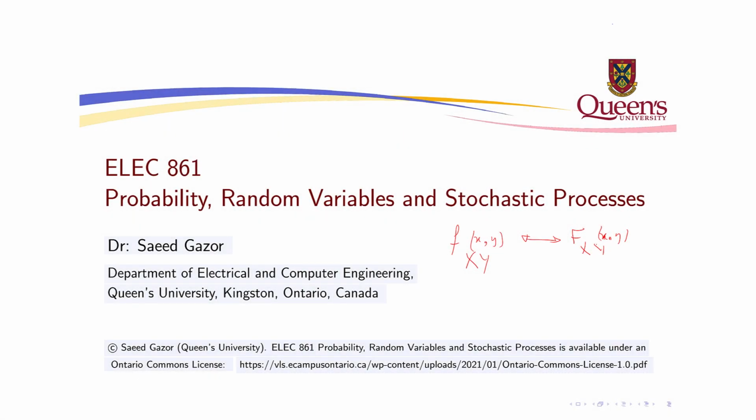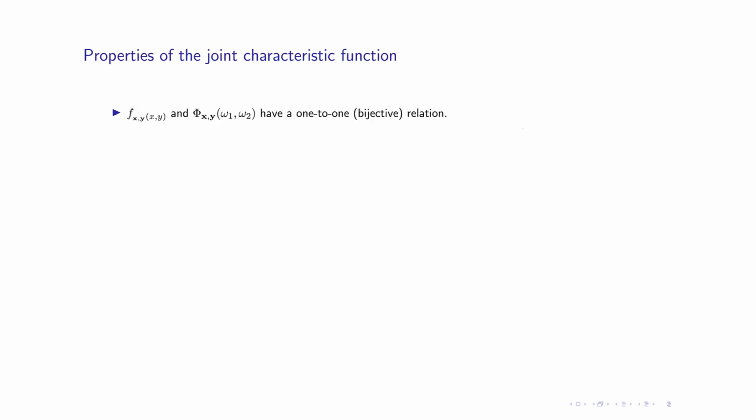Now we will see what the properties of the joint characteristic function and the second joint characteristic function are, how we could use them, and why they are useful at all. The first thing we have learned is that the joint characteristic function has a one-to-one relationship with the joint distribution, and this is important because we can use one instead of the other. Therefore, they fully characterize each other. They could be used instead of each other.